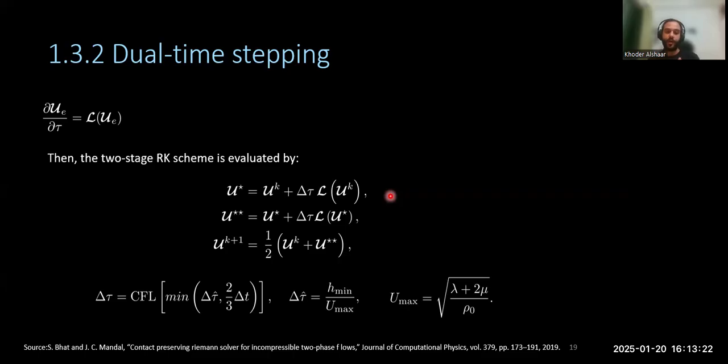In this way, now the physical time step can be only related to the physics of the problem, while the stability requirement for the pseudo time step, delta tau here, depends on the same stability requirement as earlier, with the CFL number multiplied here. But we have still decoupled the two time steps separately.